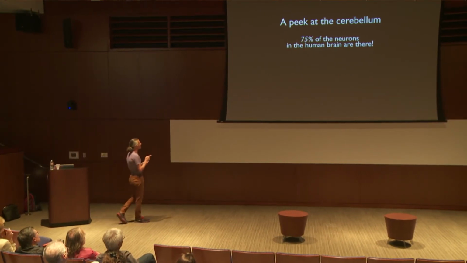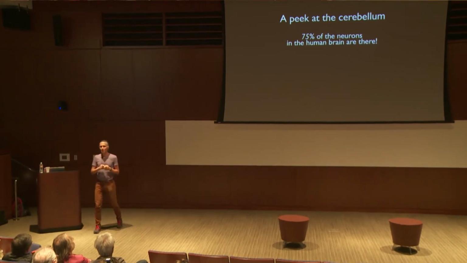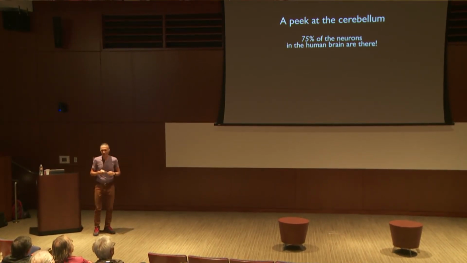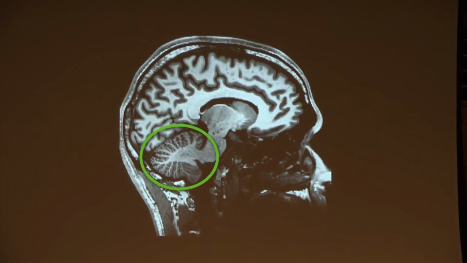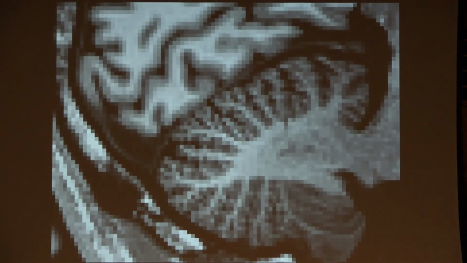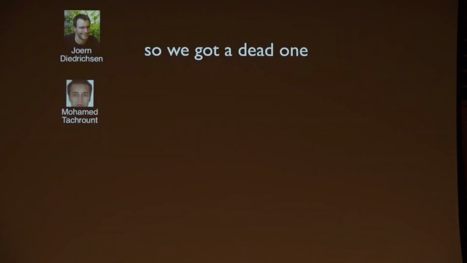Now, in the last 10 minutes, we're just going to race through the first pictures of the cerebellum. So 75% of the neurons in your brain are there. So why haven't people dealt with it? Well, it's small, and the other problem is that if you look at the cortex, the neocortex, it's relatively thick. Well, you're not really resolving the cortex in the cerebellum. This is just one of the main lobules, but you're not actually seeing the cortex.